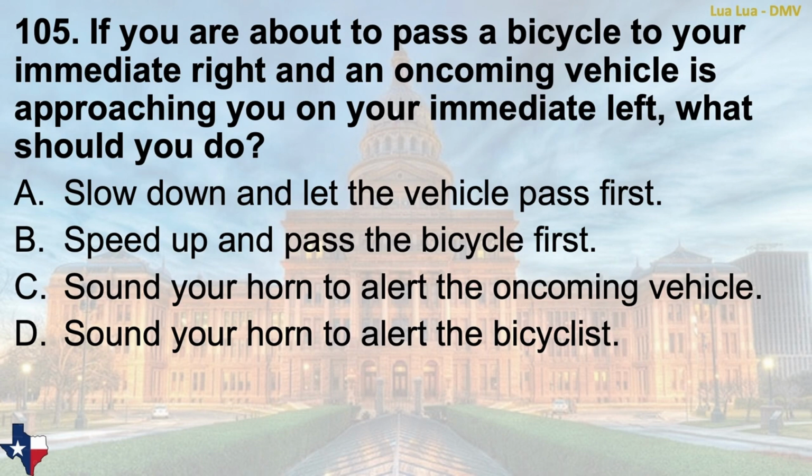Question 105. If you are about to pass a bicycle to your immediate right and an oncoming vehicle is approaching you on your immediate left, what should you do? A. Slow down and let the vehicle pass first. B. Speed up and pass the bicycle first. C. Sound your horn to alert the oncoming vehicle. D. Sound your horn to alert the bicyclist. The correct answer is A. Slow down and let the vehicle pass first.